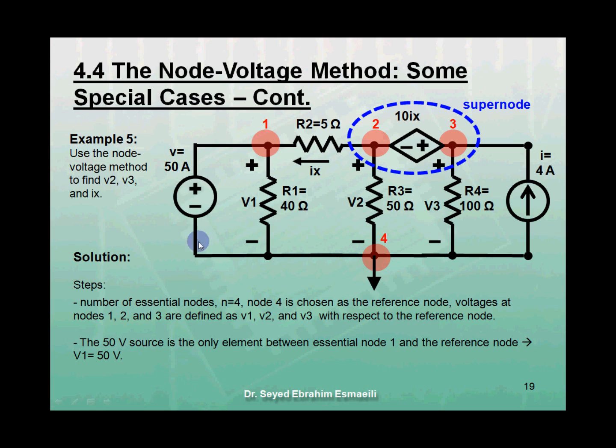The 50 volt source is the only element between essential node 1 and the reference node, hence V1 is restricted to be equal to 50 volts. The dependent voltage source is the only element between essential node 2 and essential node 3, so we can form a supernode from node 2 and 3.